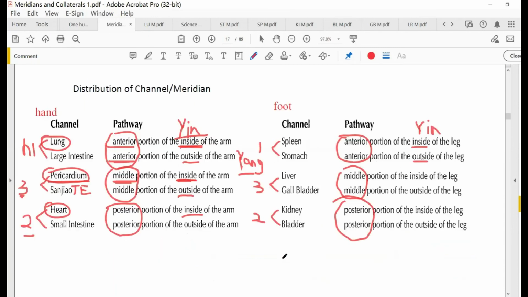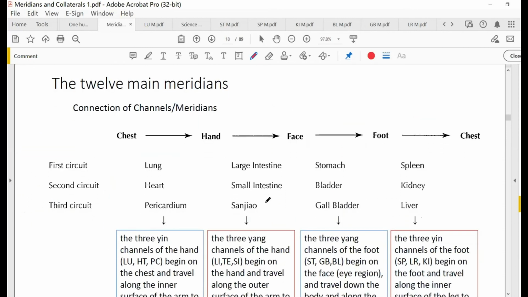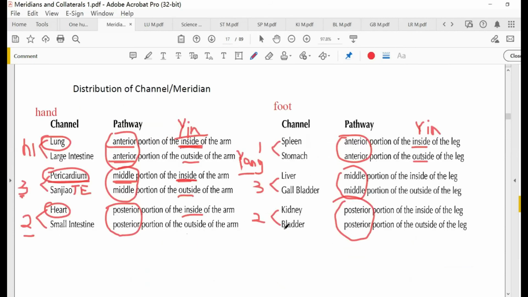Okay, so we'll stop here. Next class we will talk about the rest. Yeah, for this class, the homework is remember these channels, 12 main channels. Remember their names, right? And generally remember their distribution, right? It's anterior, middle, or posterior, right? On the yin part of the arm or the yang part of the leg, like this.